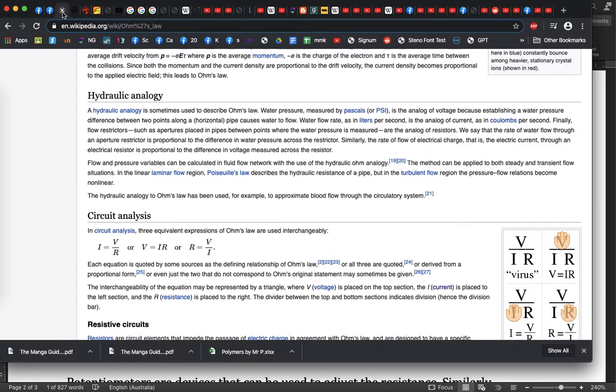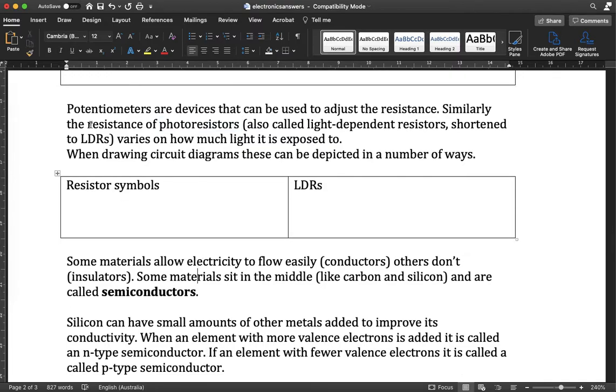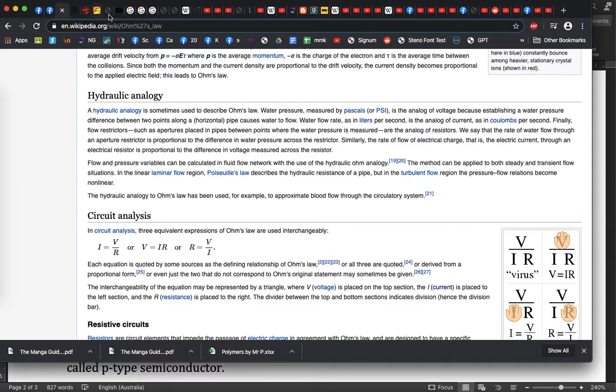What do we do with this electricity that we've got? Well, let's have a look. Potentiometers are devices that can be used to adjust the resistance of a circuit. Also, we can use photoresistors, which are light-dependent resistors. We abbreviate that to LDR. These can be drawn in a circuit in different ways, so let me show you that. Potentiometers. There we go.